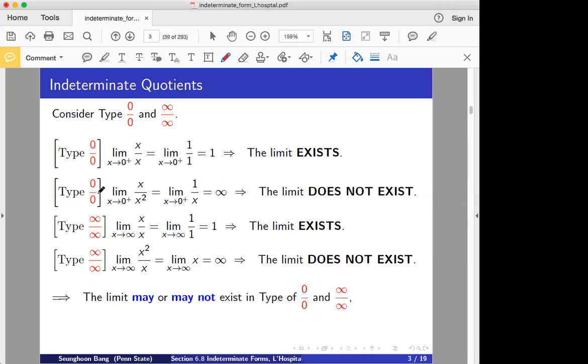So what's that? We have the same type, 0 over 0 form. Sometimes the limit exists. Sometimes the limit does not exist. This is called an indeterminate form of type 0 over 0 or infinity over infinity, like this.